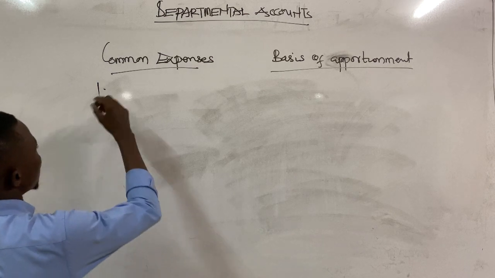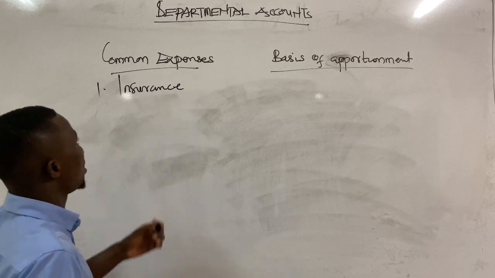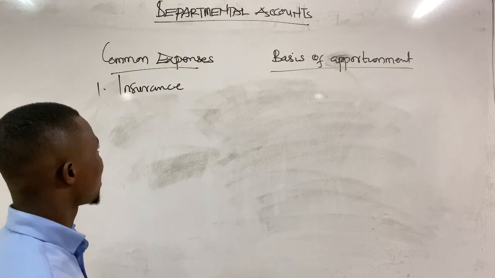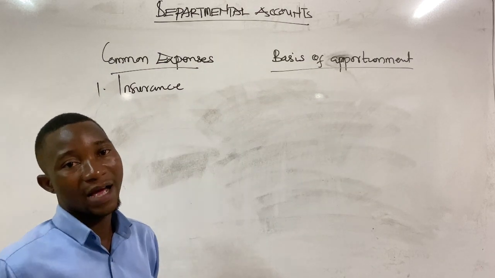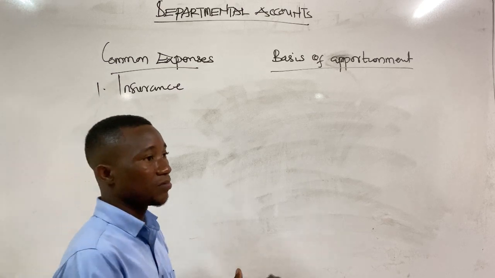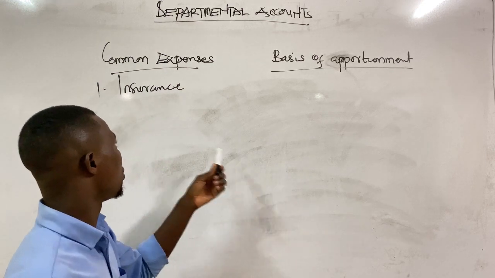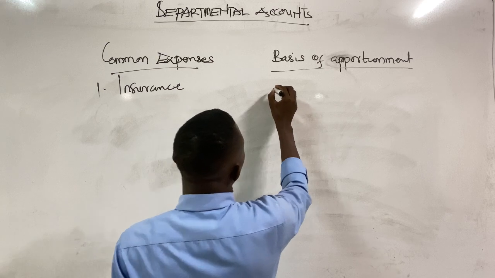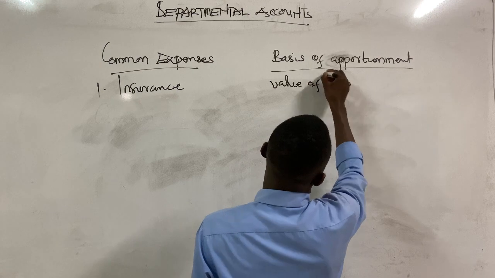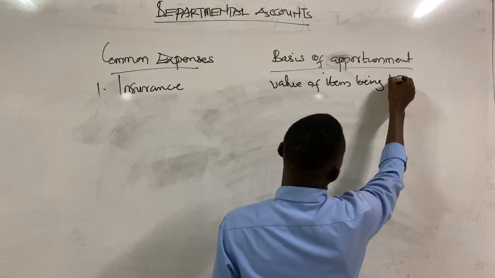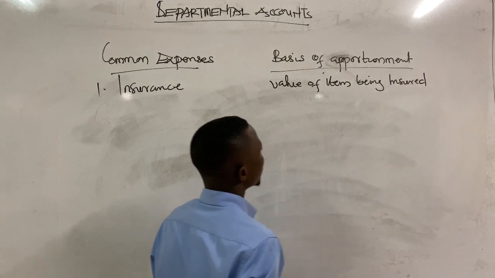Let's talk about insurance. Insurance could be a common expense for all departments. And the basis of apportionment for this insurance is the value of the item being insured. If it is machinery you've insured, the value of the machine insured is what is going to be used as the basis of apportionment. So, value of item being insured. Okay, good.